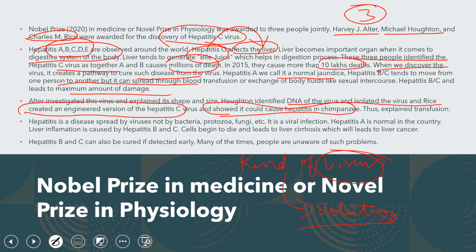After that, when they found that virus, they showed this is the hepatitis virus by infecting the chimpanzee. So as it spread from one being to another, they also explained the theory of transfusion, that it can spread through liquid spreading, like sexual intercourse or the transfer of blood and all.